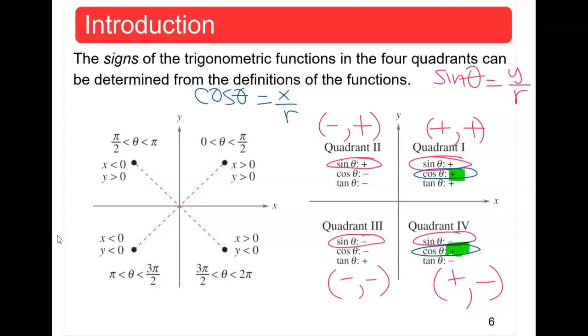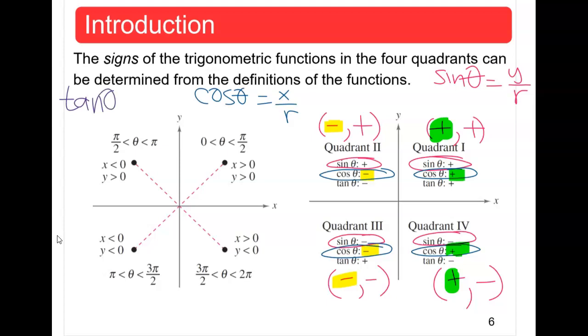But whenever in quadrants 2 and 3, you could see how the x is negative, and so that is why cosine will be negative, like that. So remember, cosine depends on the x value. So in quadrants 2 and 3, cosine will be negative.